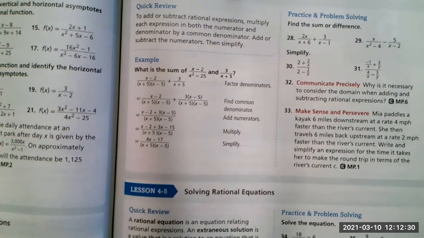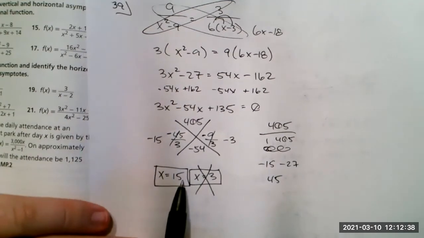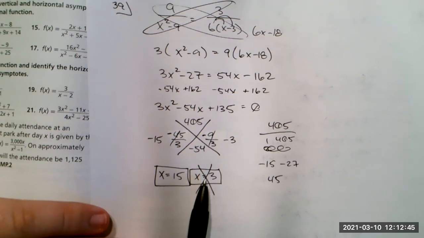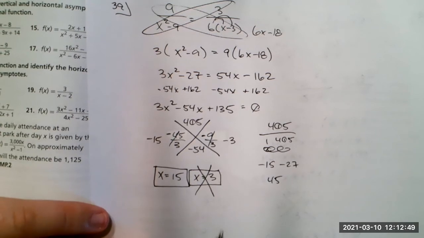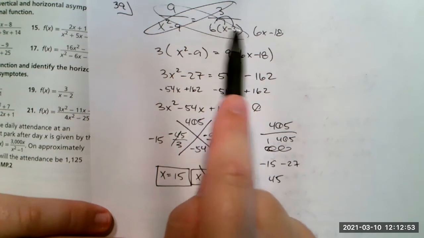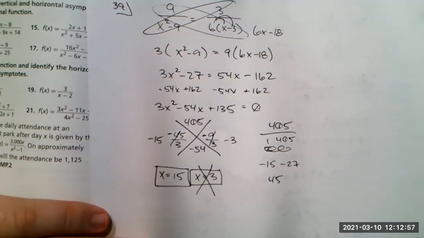39, 40. Explain how to check if a solution to a rational equation is extraneous. We've talked about that, and we actually just did it. We did this problem, we worked it out, we got two numbers, but the problem is once you go back up here and plug in those two numbers, it doesn't end up working. So 3, when you plug it in, 3 minus 3 is 0. So anything that's going to give your denominator a 0 doesn't work.